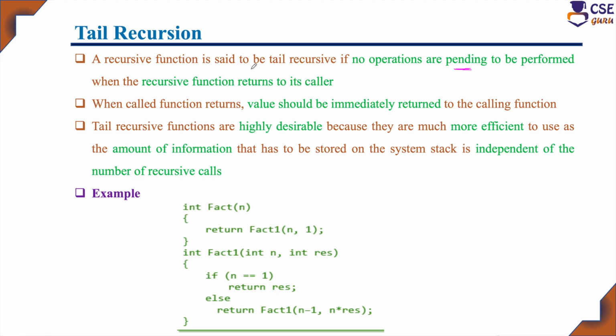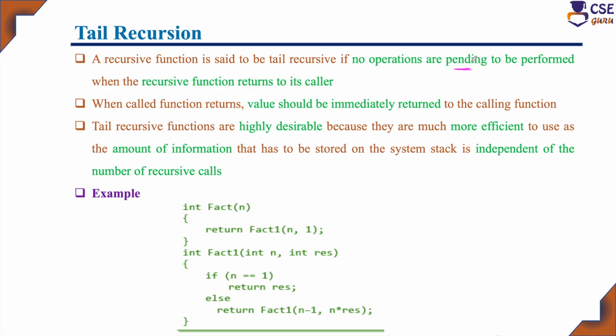A recursive function is said to be tail recursive if there is no pending operation to be performed. For example, when a function is called in the main function, the control is transferred to the user-defined function, and the user-defined function is completely executed. At the end of the user-defined function, the result of that function is returned back to the calling function. This is the normal procedure of how a user-defined function executes.